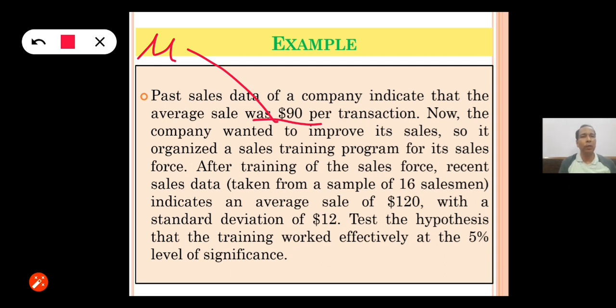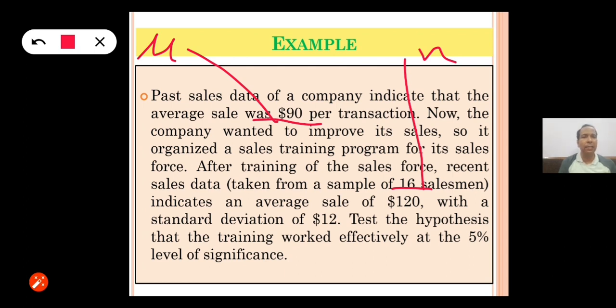Now the company wanted to improve its sales, so it organized a sales training program for its sales force. After training of the sales force, recent sales data was taken from a sample of 16 salespersons. That means sample size n, so 16 is n.